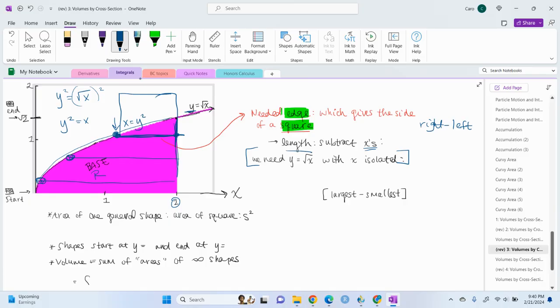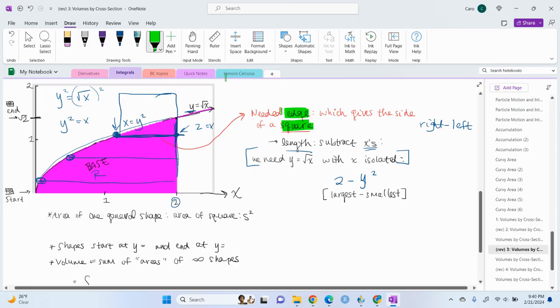What that would look like is we would do 2 minus y squared. So the x value here is 2. The x value here is y squared. All right, so that gives you the edge length of a random square.